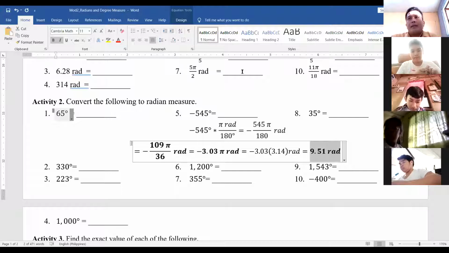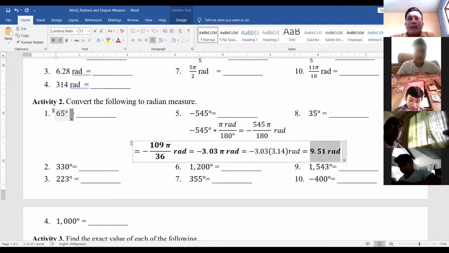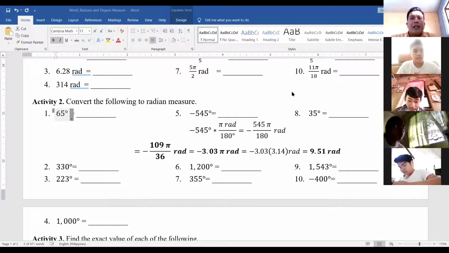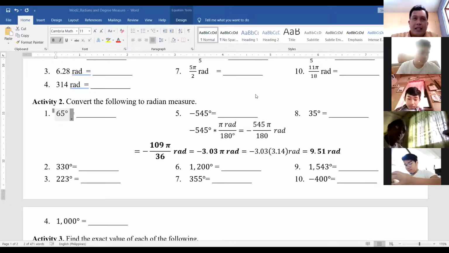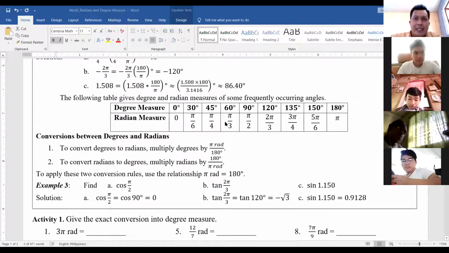One last example. Excuse me, sir. Where did you get 180 degrees in number 2 again? Let's read the module again.